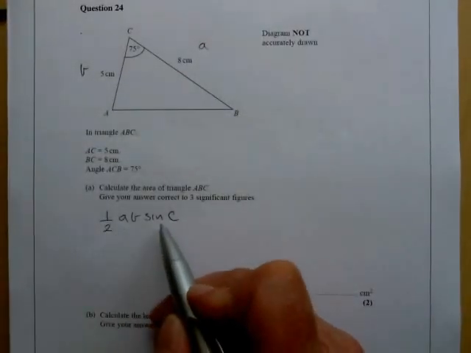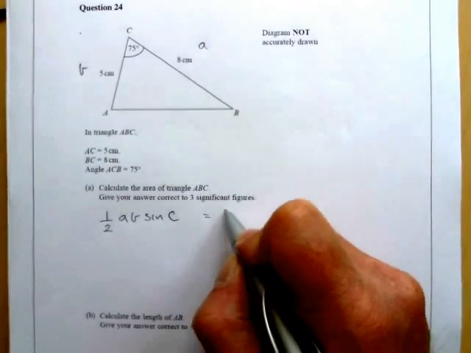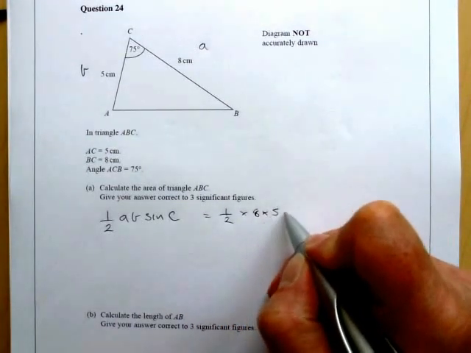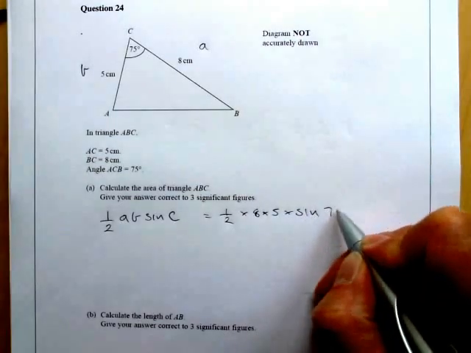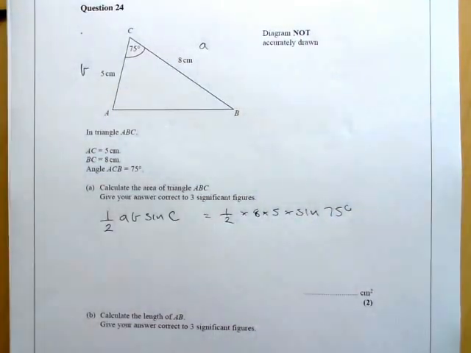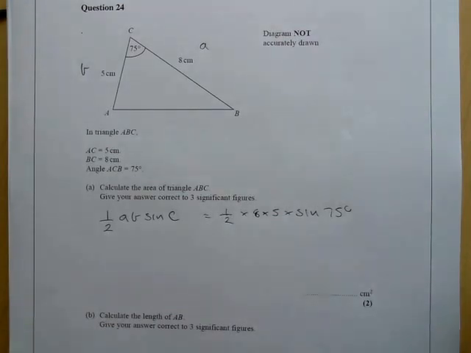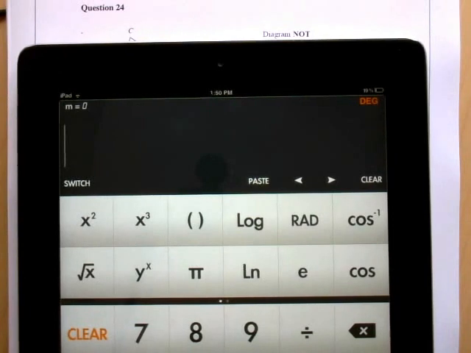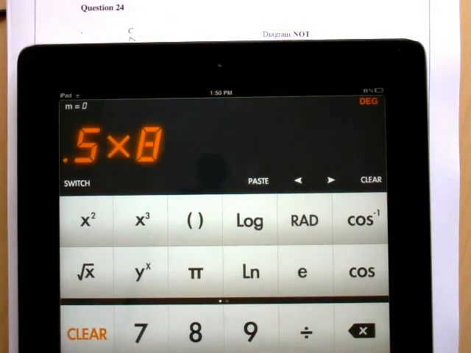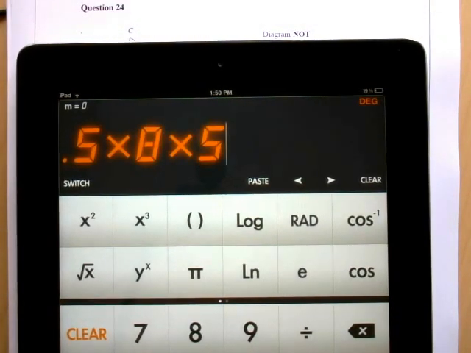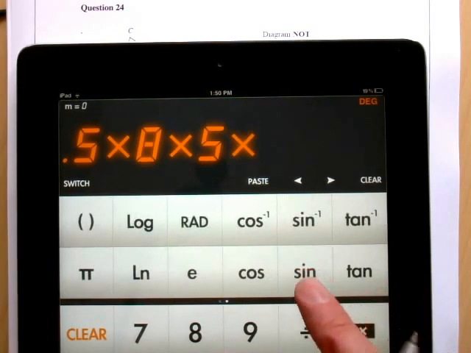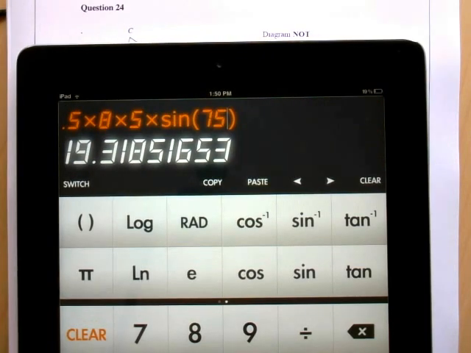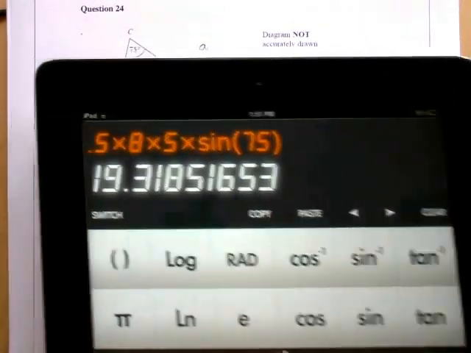So if I drop the numbers into the formula, this will equal 1/2 times 8 times 5 times sine of 75 degrees. All I need to do is tap that through a calculator, and I will get the area of the triangle. So I'll put that in front of you. It starts with 0.5 times 8 times 5 times the sine of 75 degrees, and that comes to 19.32. Now I'll look to see what it asked for.